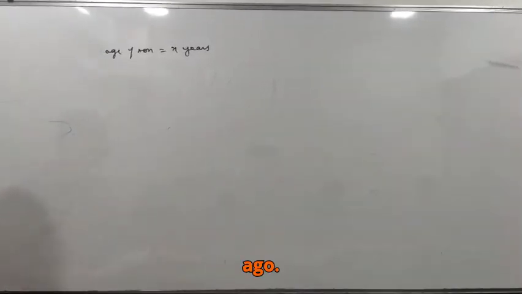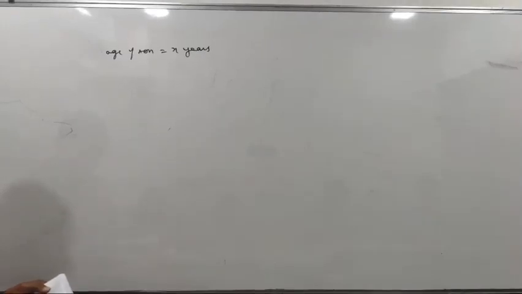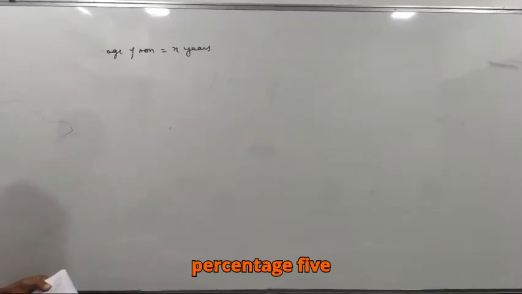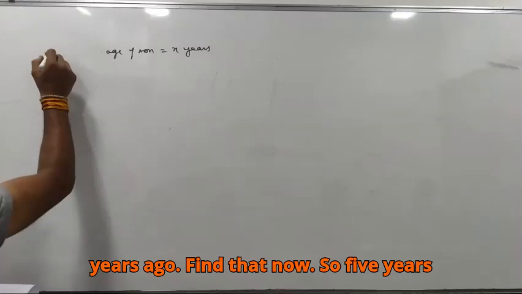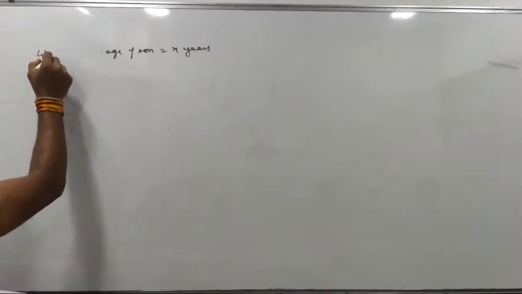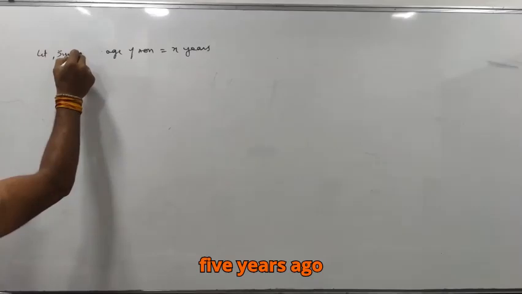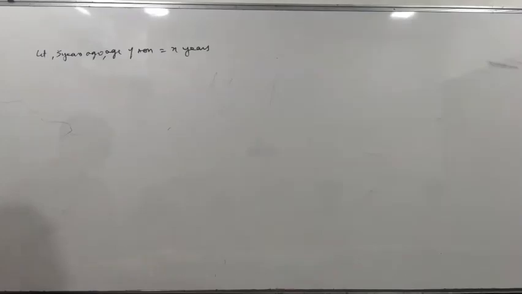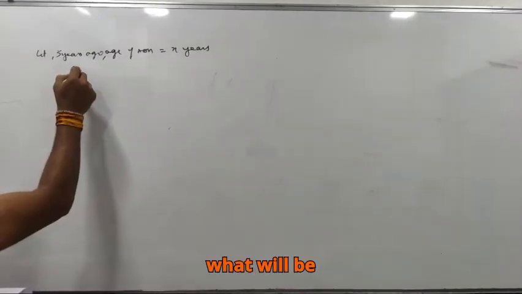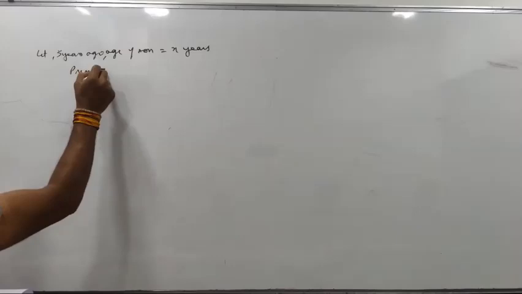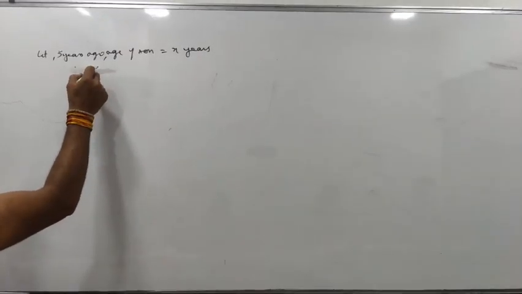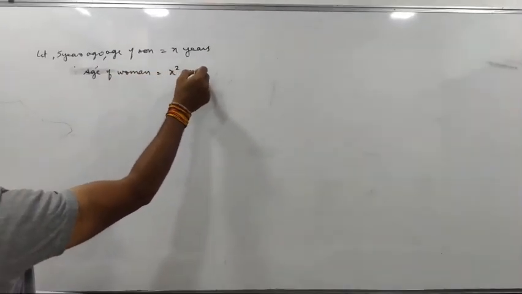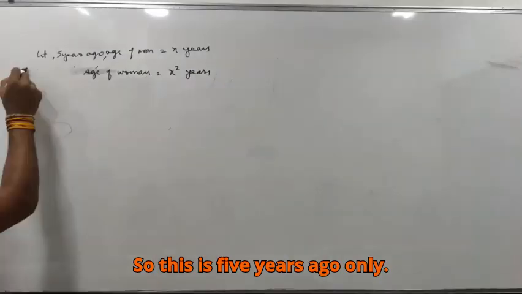Should we start from 5 years ago or from the present? In the question, you have to find the present age, but we find the age 5 years ago. So let 5 years ago the age of the son be x years. What will be the age of the woman? This age of the woman you are going to get as 5 years ago only, x square.